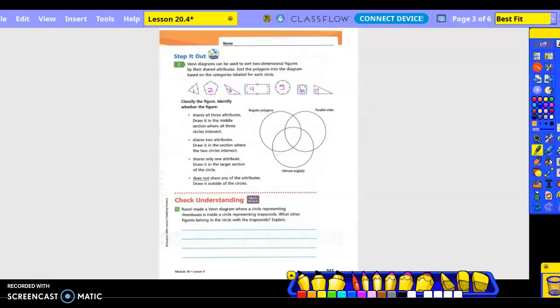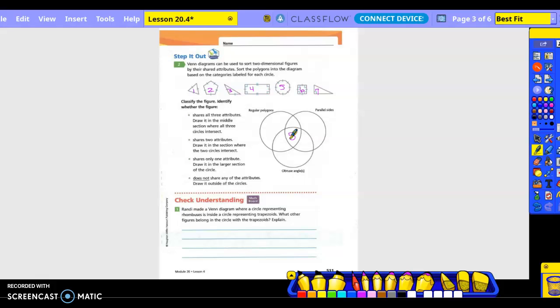So is there a regular polygon? So regular polygons what? Have all the same length of sides, angles, things like that, right? Parallel sides. Okay, because there's something that has parallel sides on it, and there's a shape that has obtuse angles. Is there any shape up there that can hit all 3 of those things? Yep, which one? Number 5. So number 5 we're going to put here in the middle.